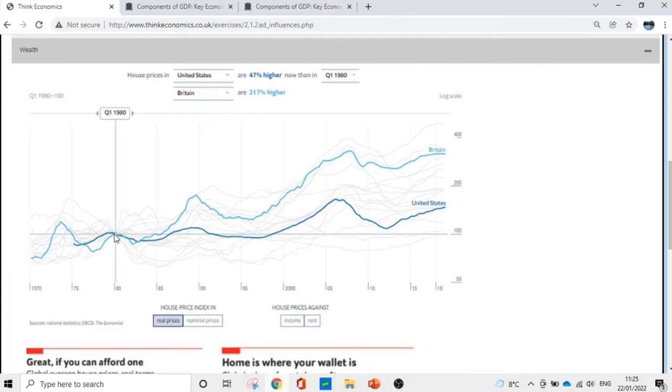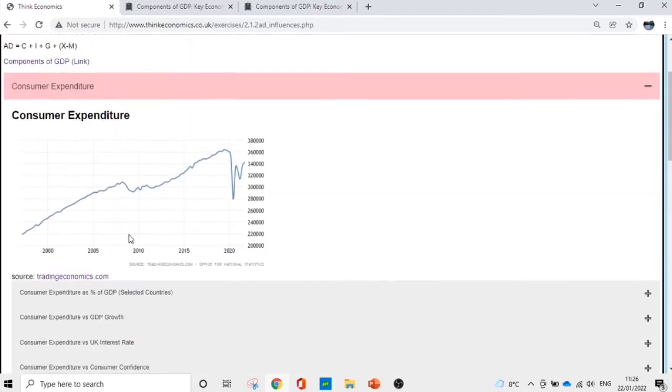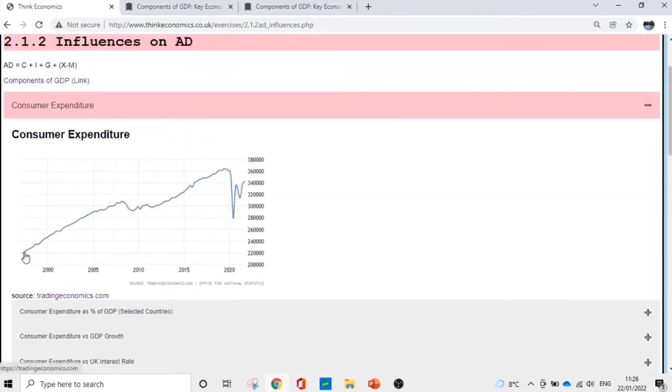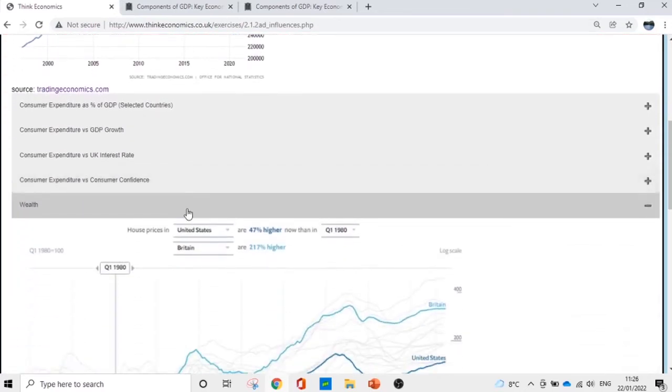So what this is looking at is if you bought a house in 1980, and this is in real prices, by the way, so it's already adjusted for inflation. If you look at what's happened in real terms, houses in Britain now, on an index, go from 100 to over 300. That would suggest they're 217% higher. They've tripled in real terms since the 1980s. So I think it's very interesting to see what effect that's had on consumer expenditure. Well, it makes sense that there's been a lot of increase in consumer expenditure as people feel wealthier and more able to purchase things.